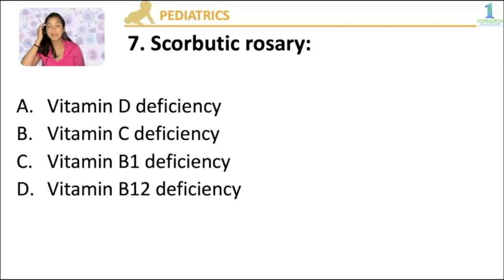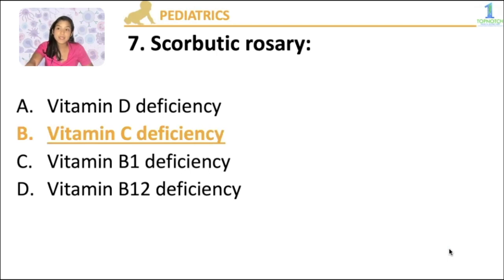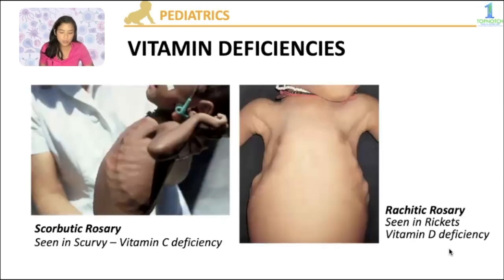Okay, number 7, scorbutic rosary. Where do you find it? A, in your vitamin D deficiency, B, in your vitamin C deficiency, C, vitamin B1, or D, vitamin B12. The answer here should be letter B, vitamin C deficiency. So don't be confused. Not all rosaries are caused by rickets. So your scorbutic rosary is seen in scurvy, which is from a vitamin C deficiency, and your rachitic rosary is seen in rickets caused by a vitamin D deficiency.